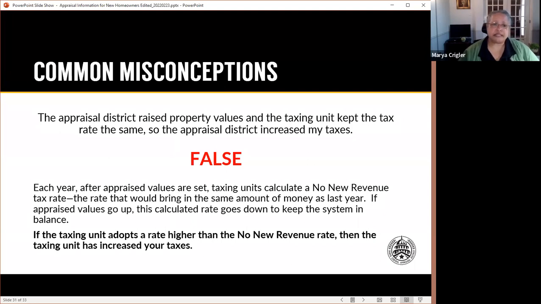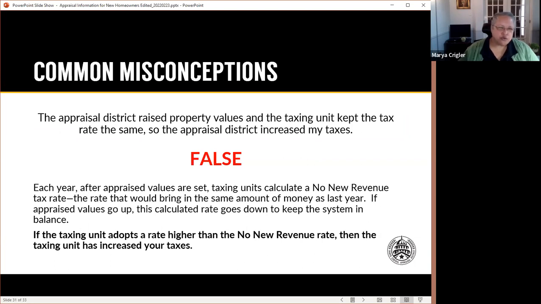Another misconception is that if appraisal districts raise property values and the taxing unit keeps the rate the same, then the appraisal district is really the one that raised my taxes. And we see that a lot. Oftentimes people say, well, the tax rate is the same as it was last year, so it's not because we raised tax rates that your taxes have gone up.